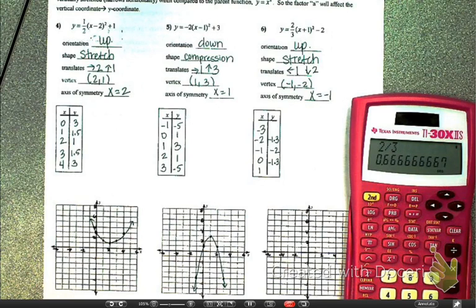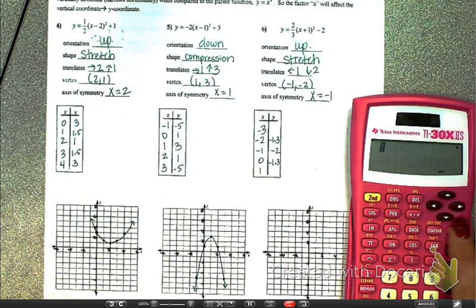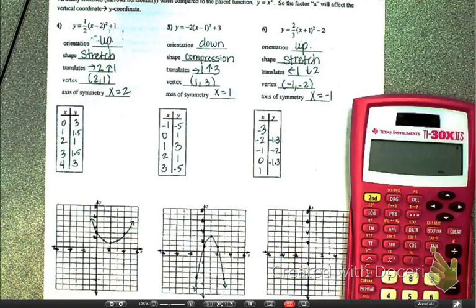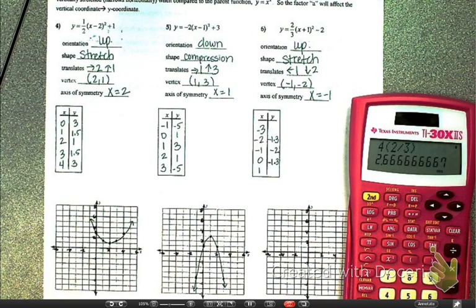You're going to do the same thing for 1. So 1 plus 1 is 2. 2 squared is 4. And it's 4 times 2/3. And then minus 2, which gives you 0.67.